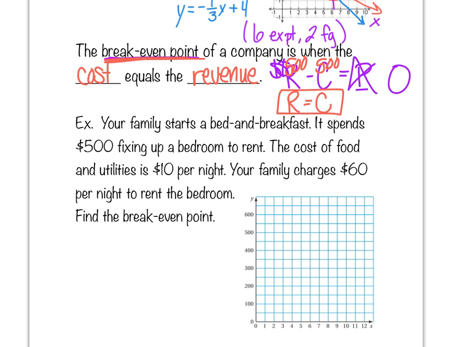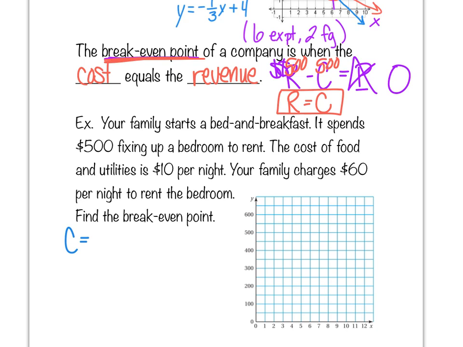So this says your family starts a bed and breakfast. It spends $500 fixing up a bedroom to rent. The cost of food and utilities is $10 per night. Your family charges $60 per night to rent the bedroom. Find the break-even point. So we have 2 equations here. Let's first do your cost equation. You're going to have to do these on tonight's homework, so make sure you pay attention for this.